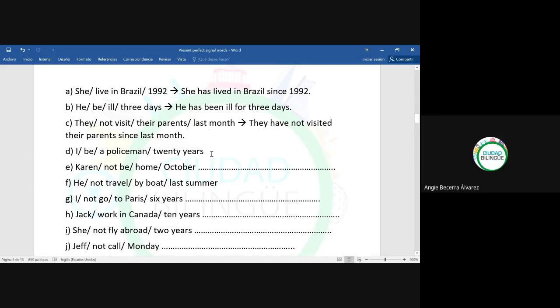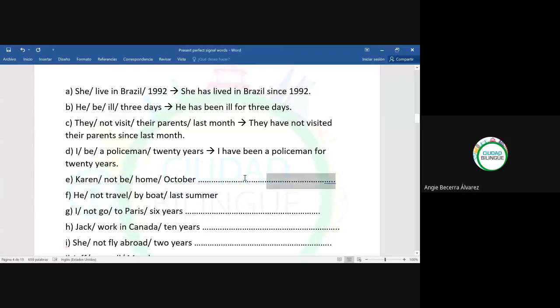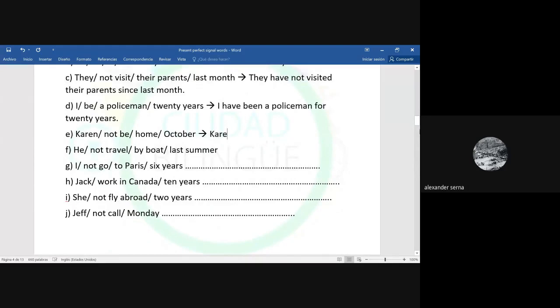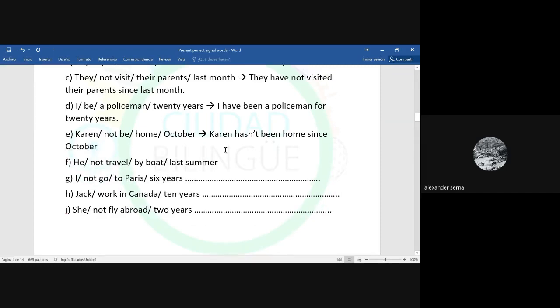Now, the next one, Daniela. I be a policeman 20 years. I have been a policeman for 20 years. Perfect. For 20 years. The next one, Miguel. Karen not be home October. Karen hasn't been home since October. Perfect. Since October. The next one, Joka. He not traveled by boat last summer.